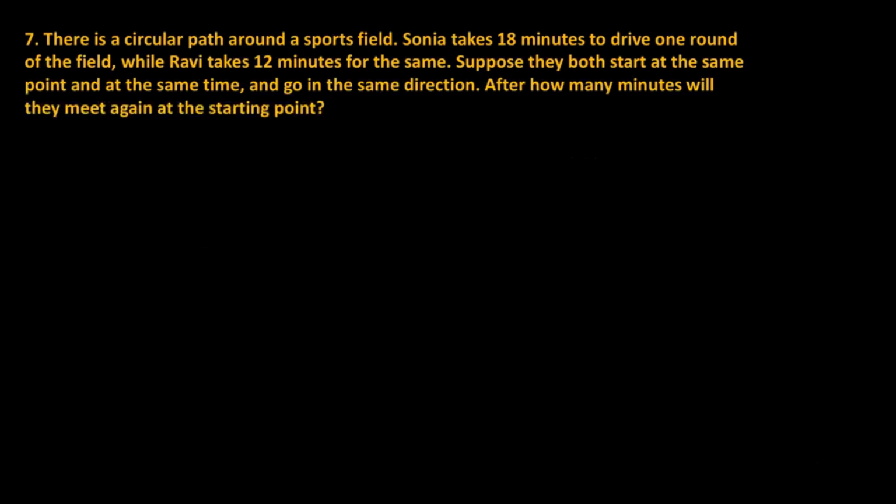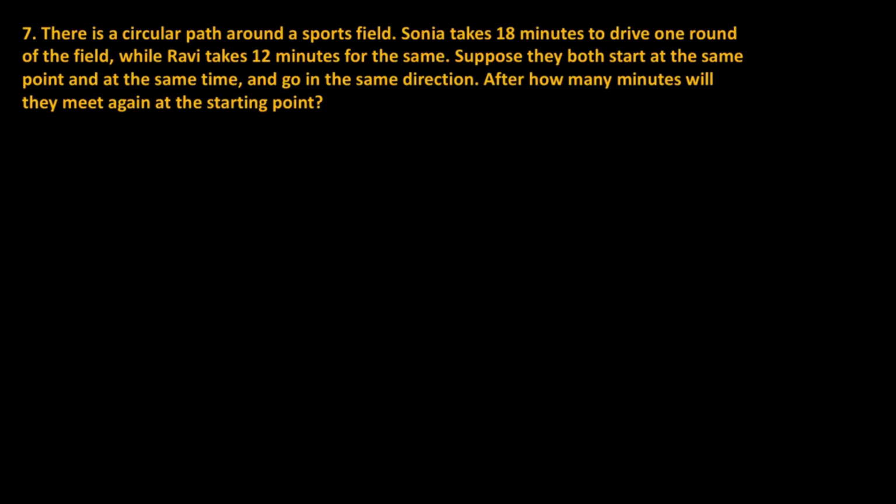What is the next question? There is a circular path around a sports field. Sonia takes 18 minutes to drive one round of the field, while Ravi takes 12 minutes for the same. Suppose they both start at the same point and at the same time and go in the same direction. After how many minutes will they meet again at the starting point? We don't know how much time they took to meet at the starting point. We have to find that.